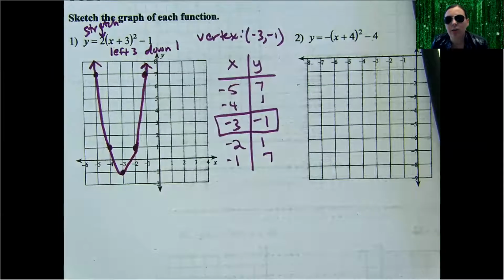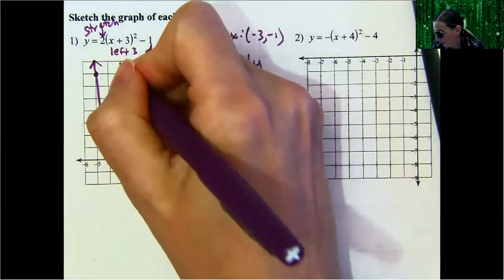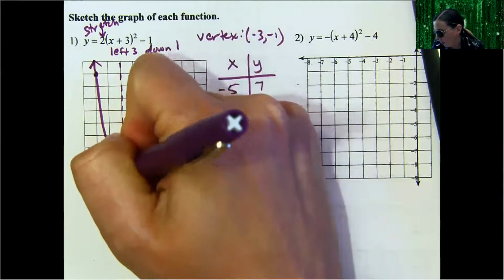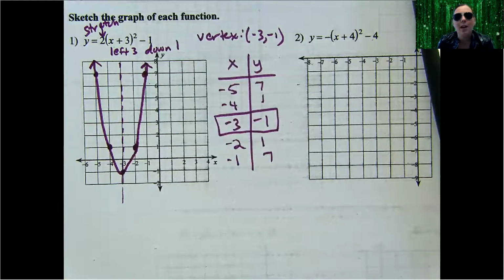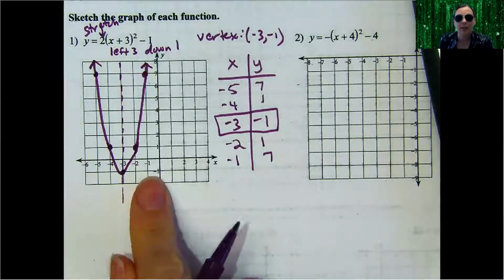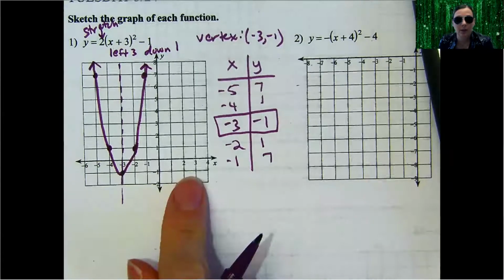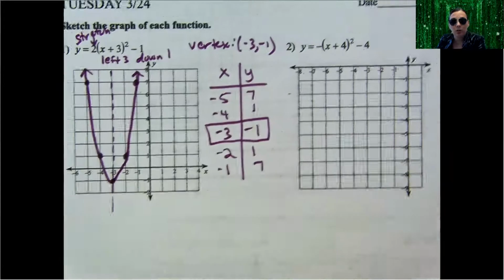Today's practice is literally just the graphing. When we first learned this, we got into the detail of what's the axis of symmetry, what's the domain, what's the range, and all that fun stuff. I just wanted to practice graphing on this sheet today. All right, so keep it simple. We get you started on number 2.